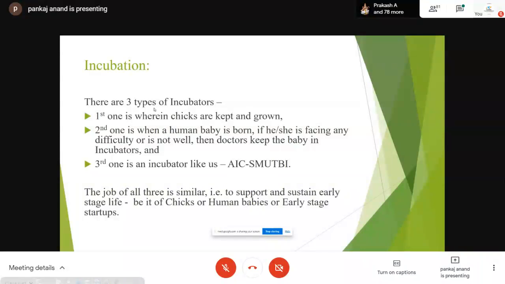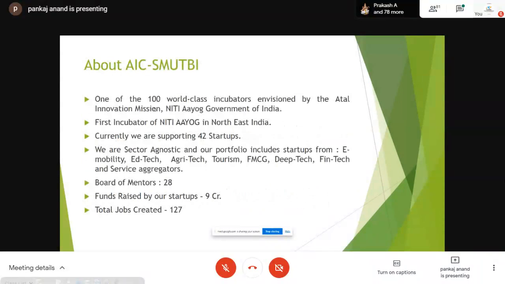Across their whole startup life cycle. So if I talk about us, AIC SME TBI, we are one of the 100 world-class incubators envisioned by the Atal Incubation Mission, NITI Aayog, Government of India. And we are the first NITI Aayog incubator based in Northeast India. Currently, we are supporting 42 startups. We are sector agnostic, and our portfolio includes startups from e-mobility, edtech, agri-tech, tourism, FMCG, deep tech, fintech, and service aggregators.